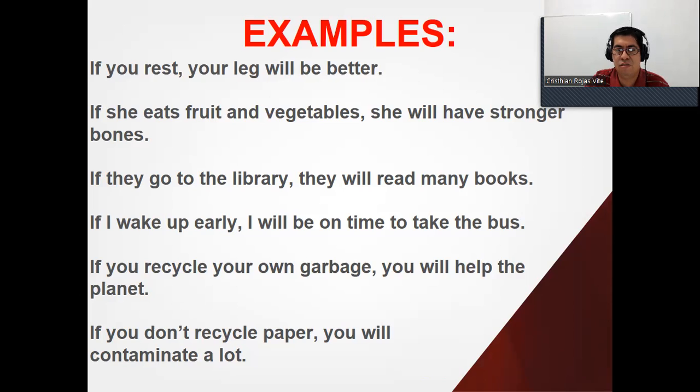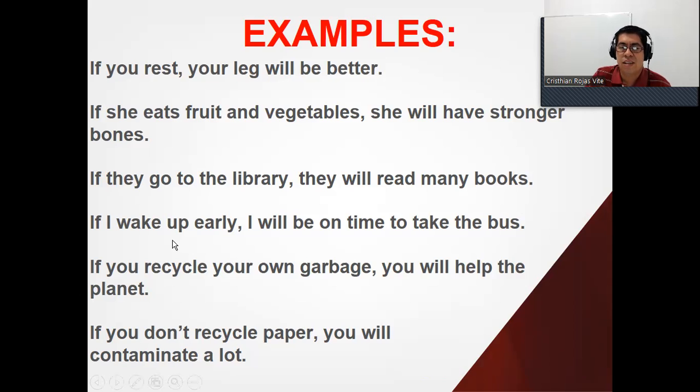So now let's go to example number 3. If they go to the library, they will read many books. Remember that. Maybe you have a school library, and if you go to the library, you will read many books, different books about science fiction, novels, history, maybe about English or any other language that you are learning too.